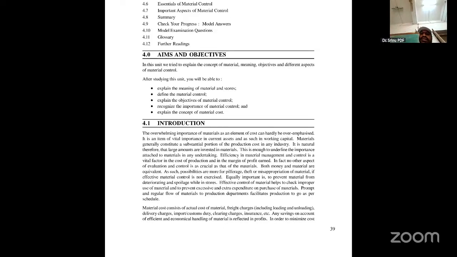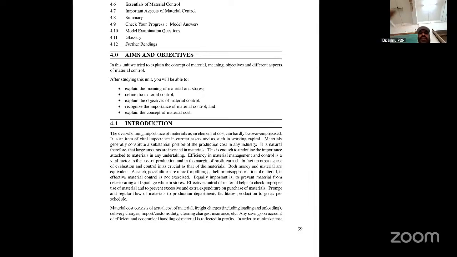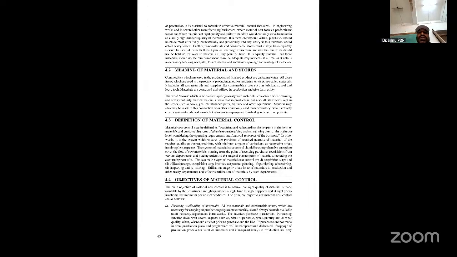Is it clear? So generally, the meaning of material: whatever commodity is used for the production of finished goods is called a material. In your textbook it is already mentioned. So commodities which are used in production, all those items are called material. This material includes supplies, consumable stores, lubricants, fuels, loose tools, and materials consumed or utilized in production.